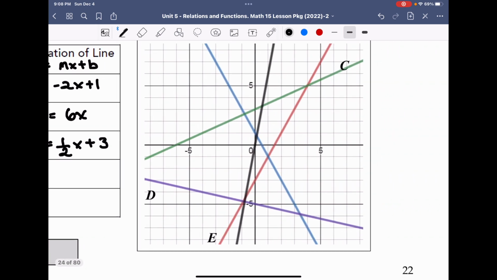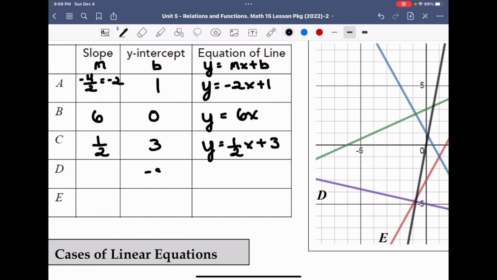D is the purple line here, and it slopes downwards, or from left to right, it is going in decreasing order. It passes through -5 here, so its y-intercept is -5. The slope, maybe we can calculate it from here, between this point and maybe this point here. We decrease by 1 unit, over by 4, meaning the slope is m = -1/4 for the D line here.